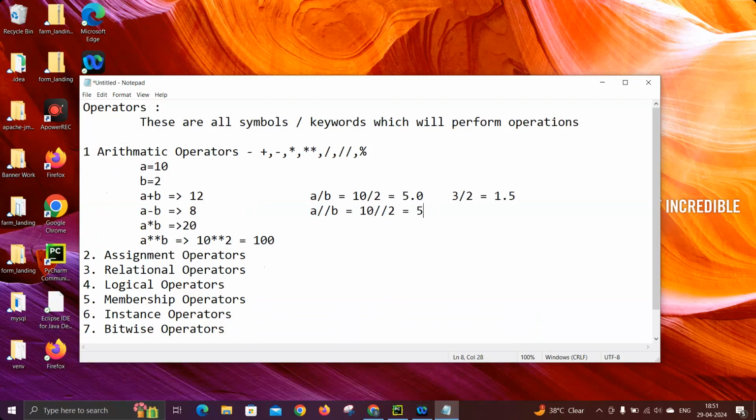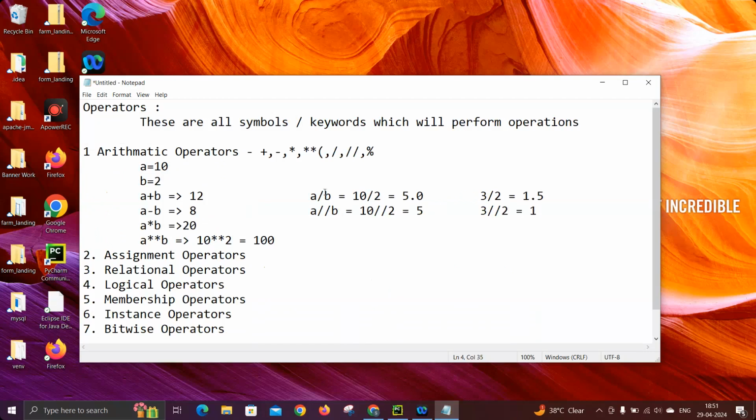Whereas if you consider 3 double slash 2, it will give you straight away 1. It doesn't give you the decimal part, because double slash will always give you the integer number. It will not, at any cost, give you the float number. So that is very important. Here I will write the pointers also.